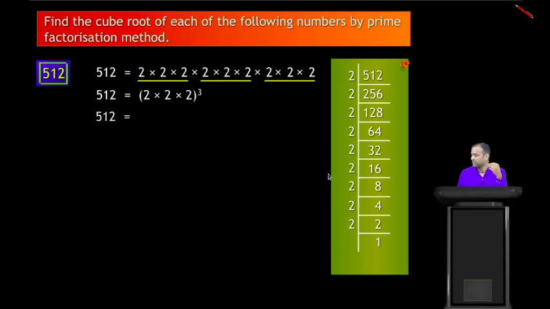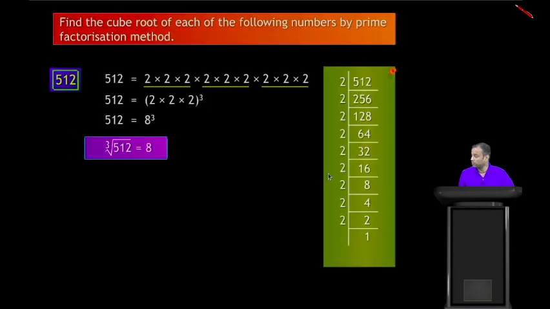What is 512 the cube of? Yes, it is 8. Very good. So it is the cube of 8, and we can write this as 8 cube. Then what is the cube root of 512? Very good, it is 8. So this is the cube root of 512.